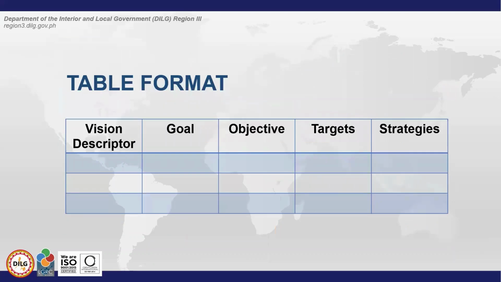In formulating your GOTS, you may use the table format such as this on your screen. It is normal to experience some difficulty in coming up with goals, objectives, targets, and strategies because these are abstract terms. Oftentimes, it is easier to first think of programs, projects, and activities, then move your way up to the goals, objectives, targets, and strategies. But whichever way you choose to do it, I believe that you will get better as you study and become more involved in the planning process.